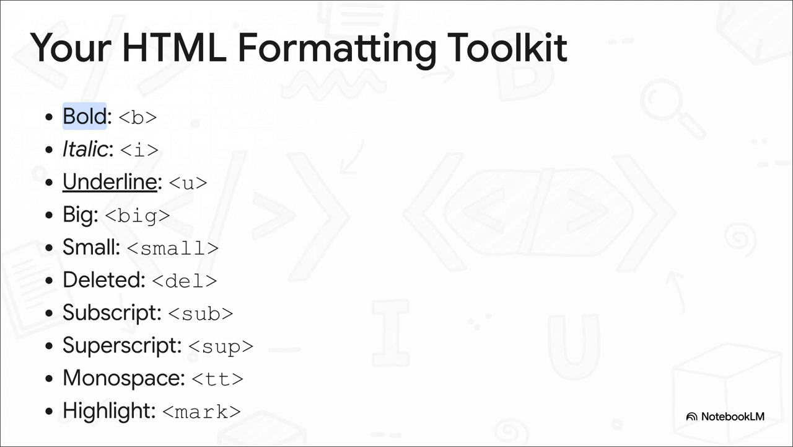So, let's do a quick flyby of everything we've covered. You are now officially equipped with a whole new formatting toolkit. You've got your basics for emphasis: bold, italic, underline. You've got tools to play with size and style. And you've even got those special tags for tricky placements and highlighting. These are your new building blocks for the web.